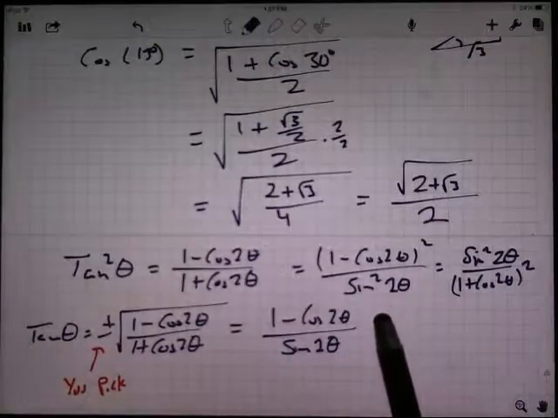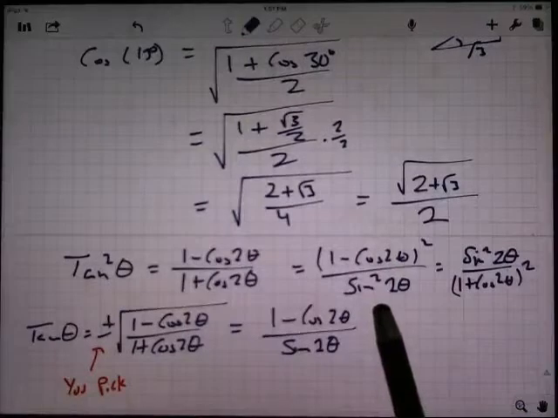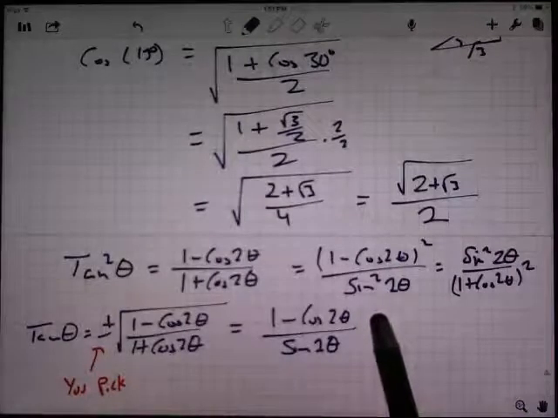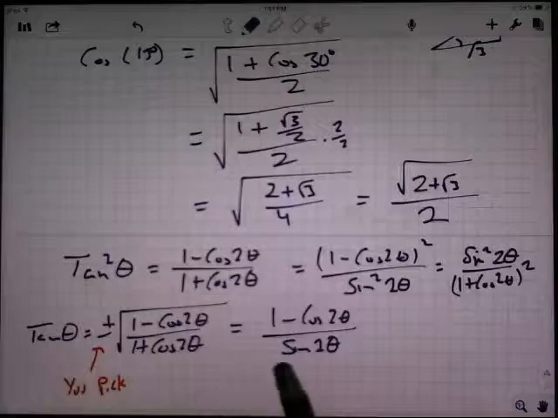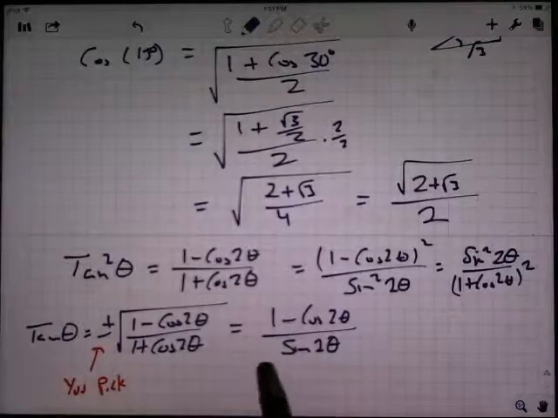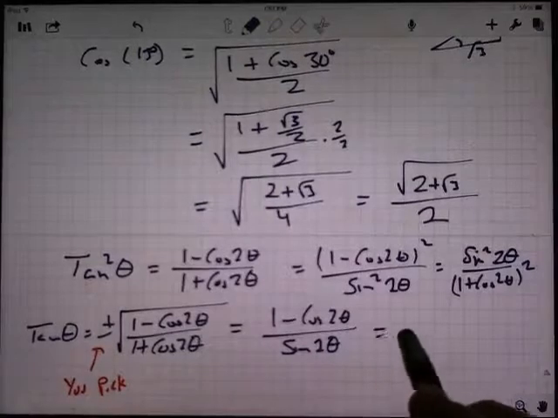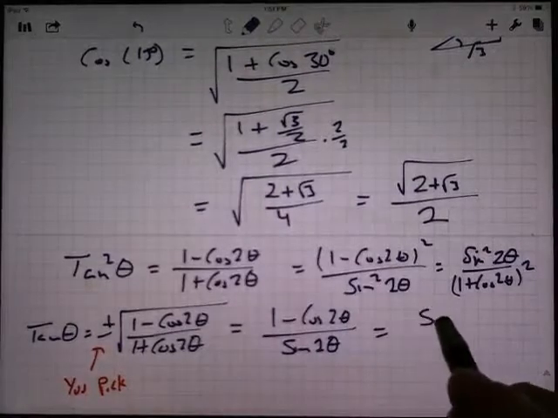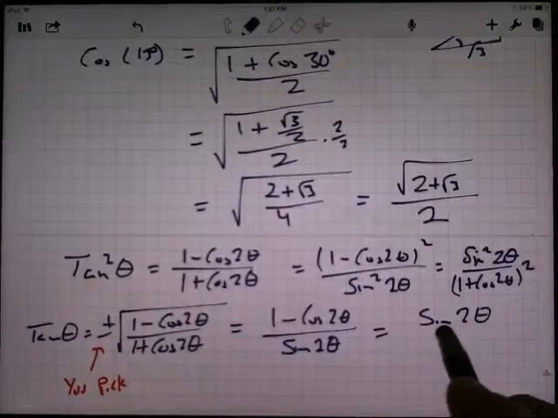You don't always get back to where you started from. If you square and then square root, if you started with a negative, you'll never get back to that negative. But it's going to turn out, and we'll argue this here in a moment, that the plus and minus signs actually take care of themselves here. And likewise, when I square root this, this is sine of 2 theta over 1 plus the cosine of 2 theta.